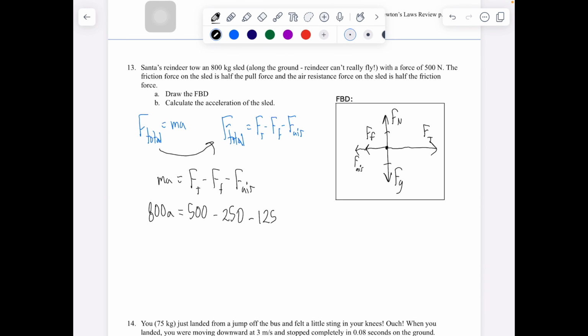Our right-hand side is just 125, equals 800a. Divide both sides by 800, and we get the acceleration is 125 divided by 800, 0.156 meters per second squared.